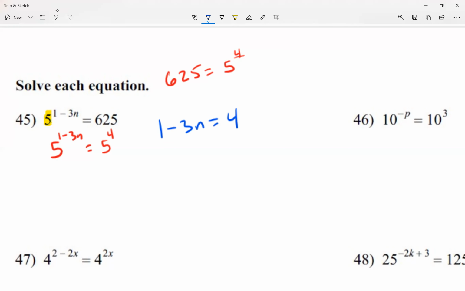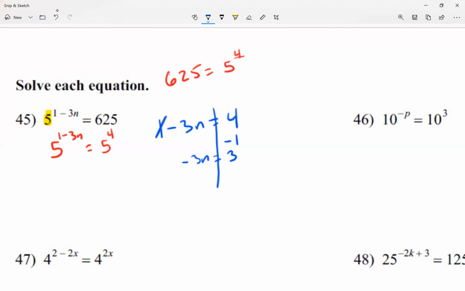When I'm solving equations, I usually separate them through the equal sign. I want letters on one side. I already have the n's on the left, so anything that doesn't have a letter, I'm going to move to the other side. This positive 1, I'm going to move to the other side as a minus 1. Remember, I have to switch the sign. So now I have negative 3n is equal to 3, because 4 minus 1 gave me the 3.